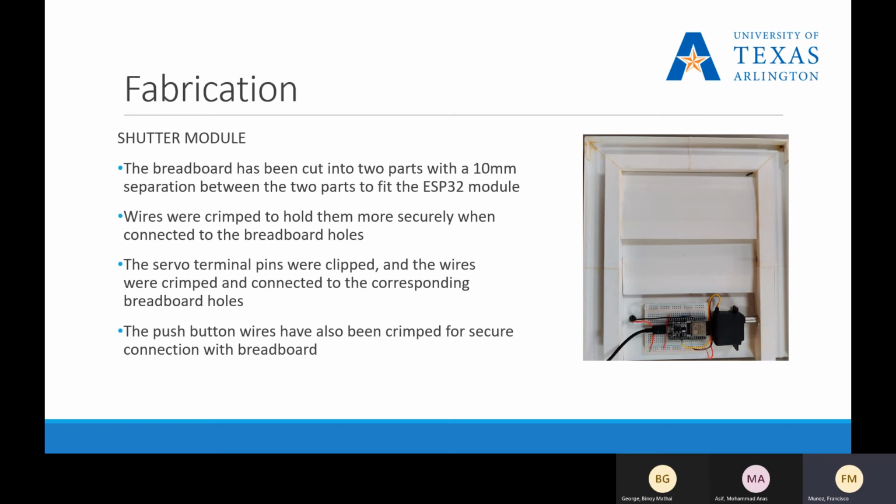As mentioned earlier, the smart breadboard was modified to fit the ESP32 board on it. The servo motor terminal pin was removed and crimped to the corresponding breadboard holes. The push button wires have been crimped and connected to the breadboard. Having all the wires crimped ensures that no connections become loose in the circuit.